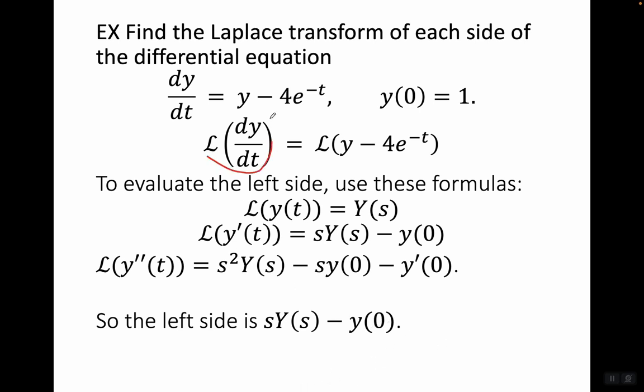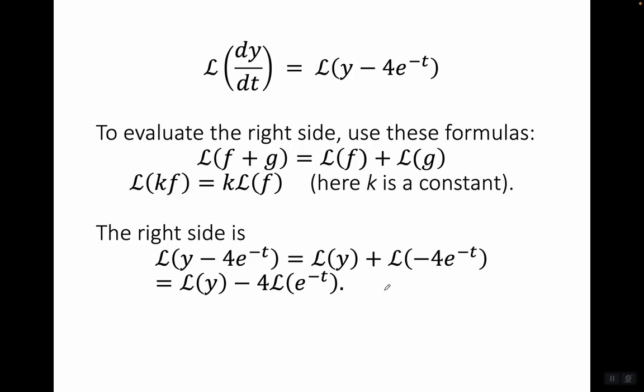The Laplace transform of the left side looks like this, and to evaluate the left side, we just use these formulas. L{y(t)}, we're just going to call that Y(s). L{y'(t)} is sY(s) - y(0). And L{y''(t)} is s^2 Y(s) - s y(0) - y'(0). So this left side, L{dy/dt}, is just going to be sY(s) - y(0). So that's what the left side is.